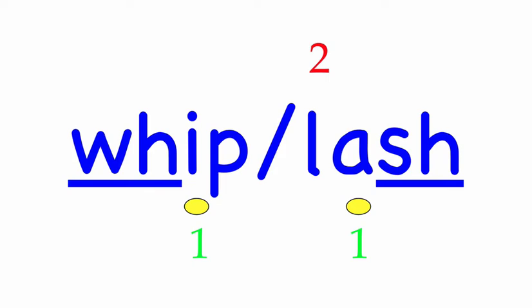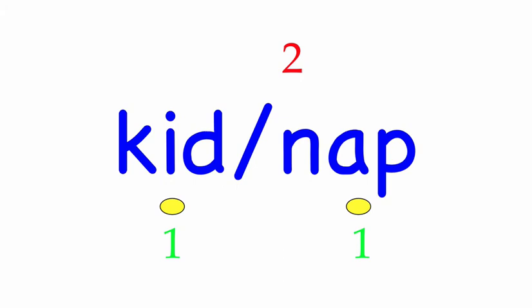Kidnap. He will try and kidnap the child. Kidnap. First syllable kid, 3 sounds. K, i, d. Nap, 3 sounds. N, a, p. Kidnap. Mark the word. Kidnap. This is another compound word.